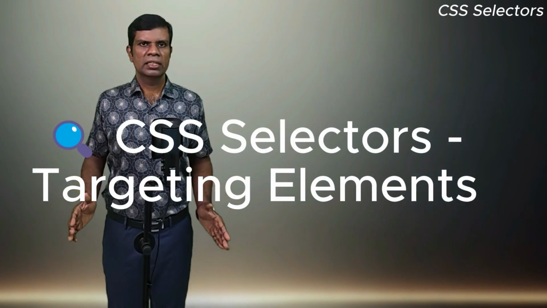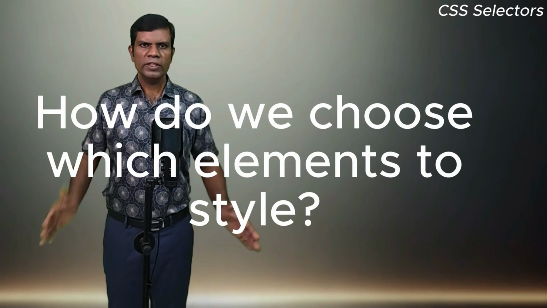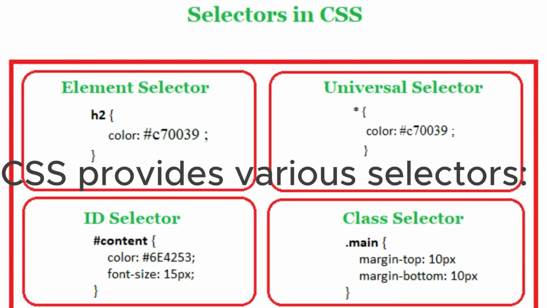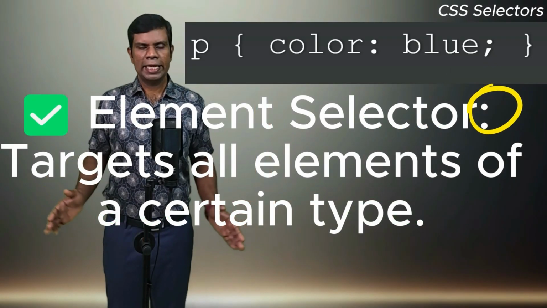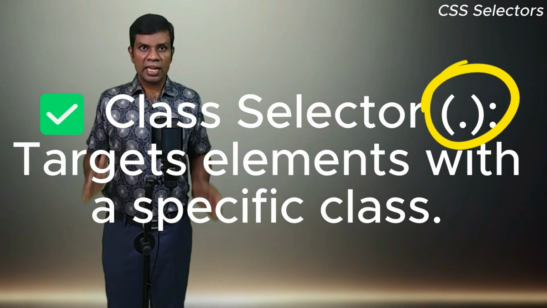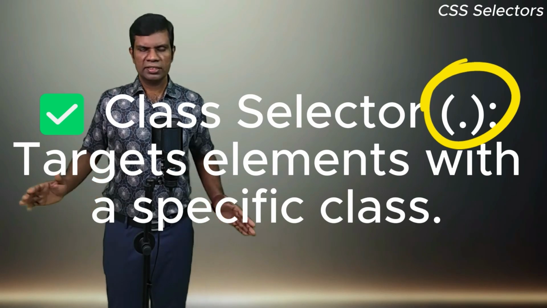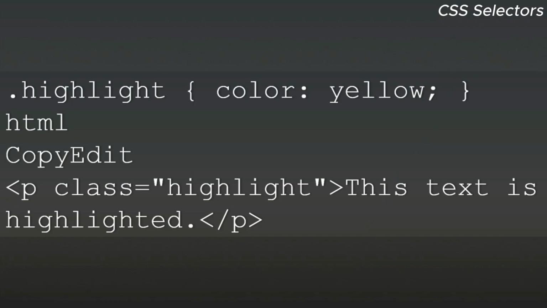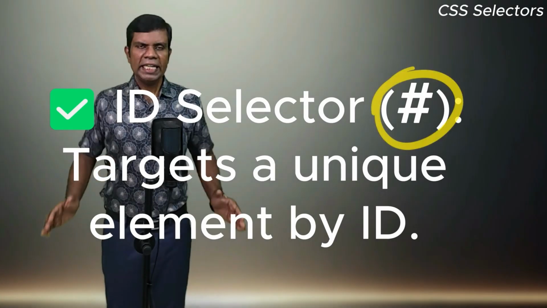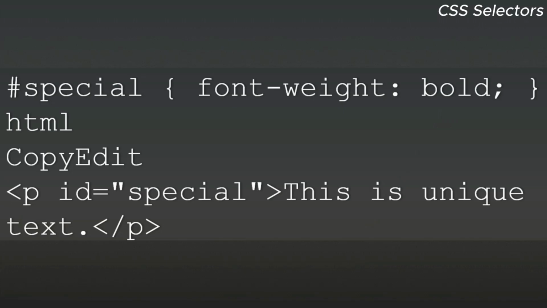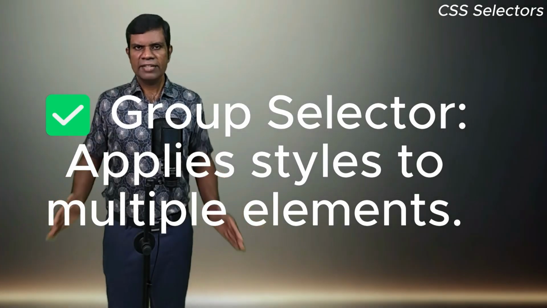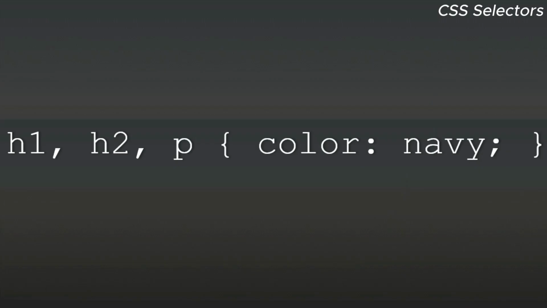CSS selectors, targeting elements. How do we choose which elements to style? CSS provides various selectors. Element selector targets all elements of a certain type. Class selector targets elements with a specific class. ID selector targets a unique element by ID. Group selector applies styles to multiple elements.